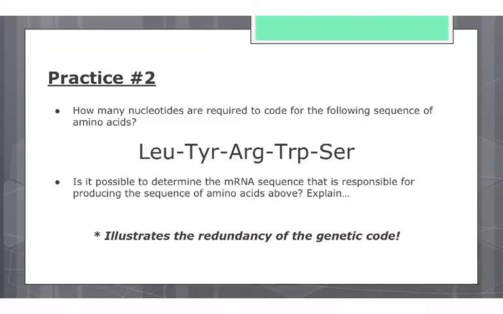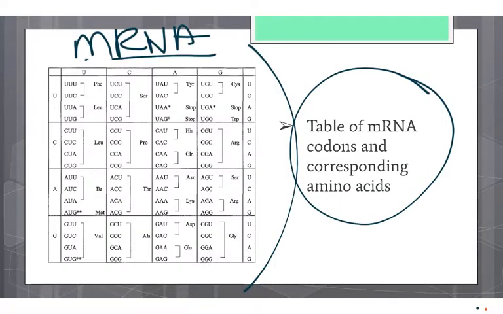Now, let's look at practice 2. How many nucleotides are required to code for the following sequence of amino acids? So, when we look at this, what we're looking at is how many nucleotides. If we look at something like LEU, we're going to find that on our amino acid chart. Okay, our LEUs are all right here.